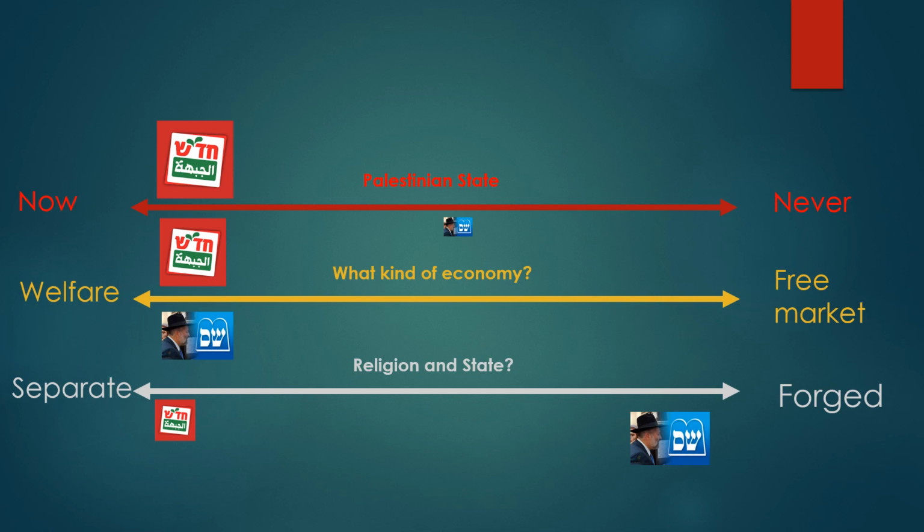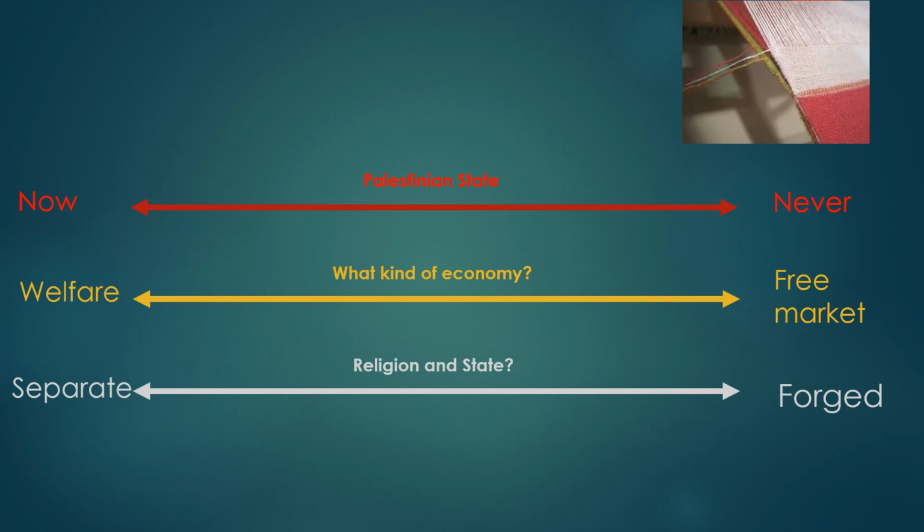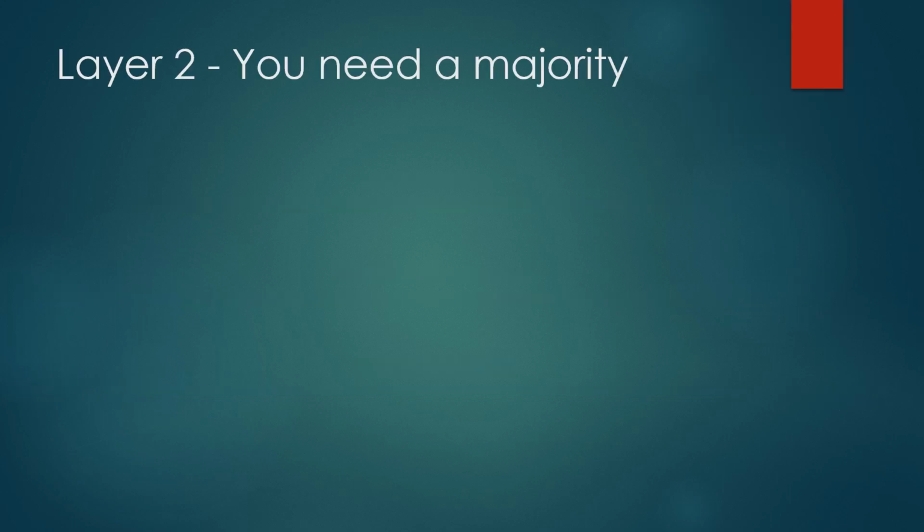So those are the 3 main issues, which have come up again and again. So that's layer 1. The second layer, you need a majority. It's the same as any other country. It's the same in the United States, that you need a majority in the House of Representatives, you need a majority in the Senate. In the UK, you need a majority in the House of Parliament.